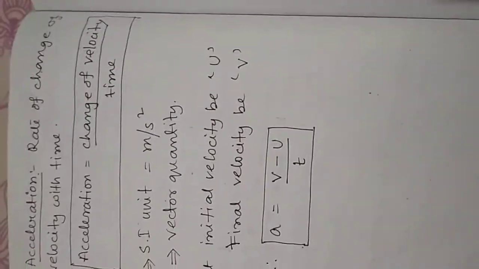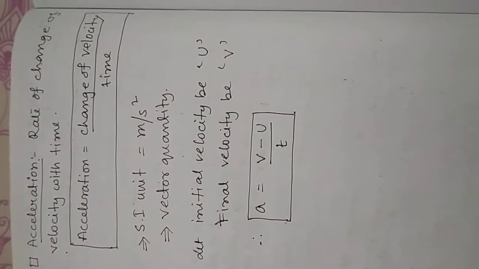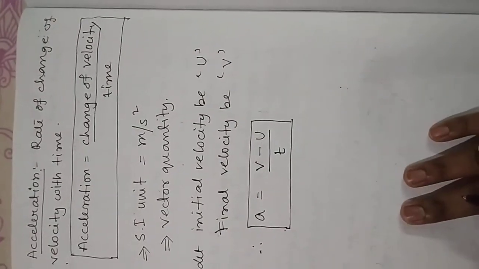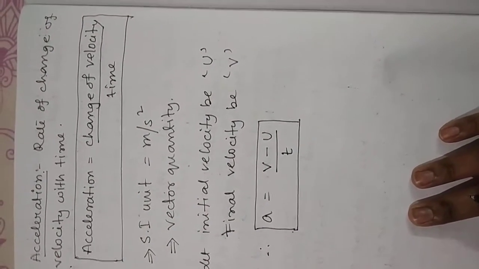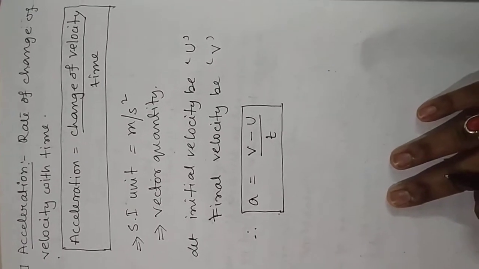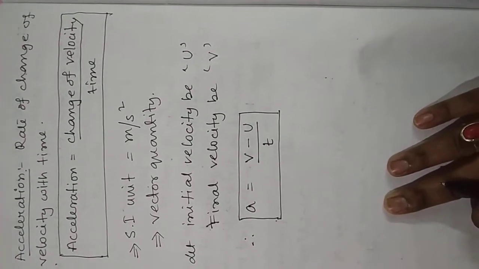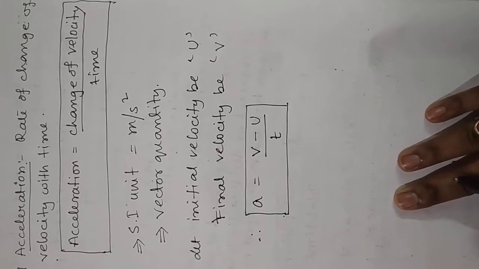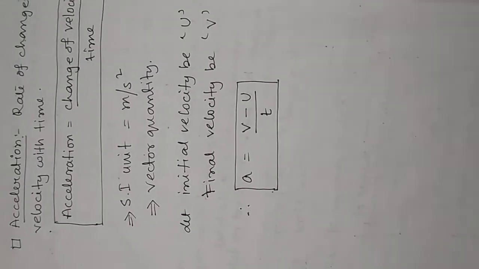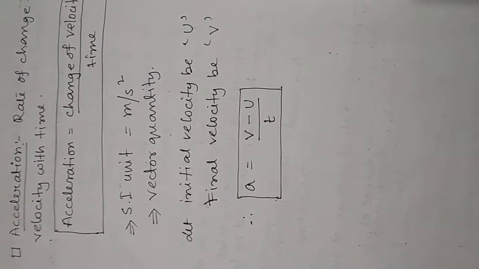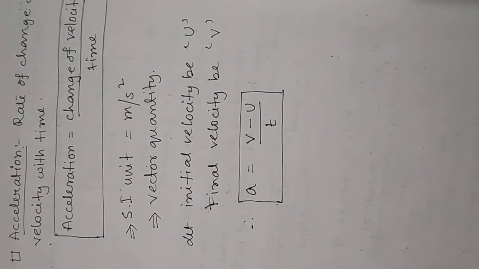Next we come to acceleration. Now acceleration is the rate of change of velocity with time. So the formula for acceleration is change of velocity by time. The SI unit is meter per second square and it is a vector quantity. Again, vector quantity means it has both direction as well as magnitude.